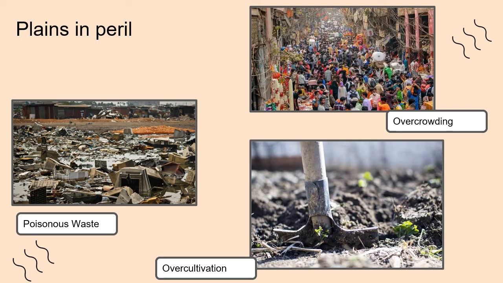Overcultivation. When farmers grow too many crops in a year, the soil begins to lose its fertility. The farmers then use chemical fertilizers to make the soil fertile once again, which causes further damage.